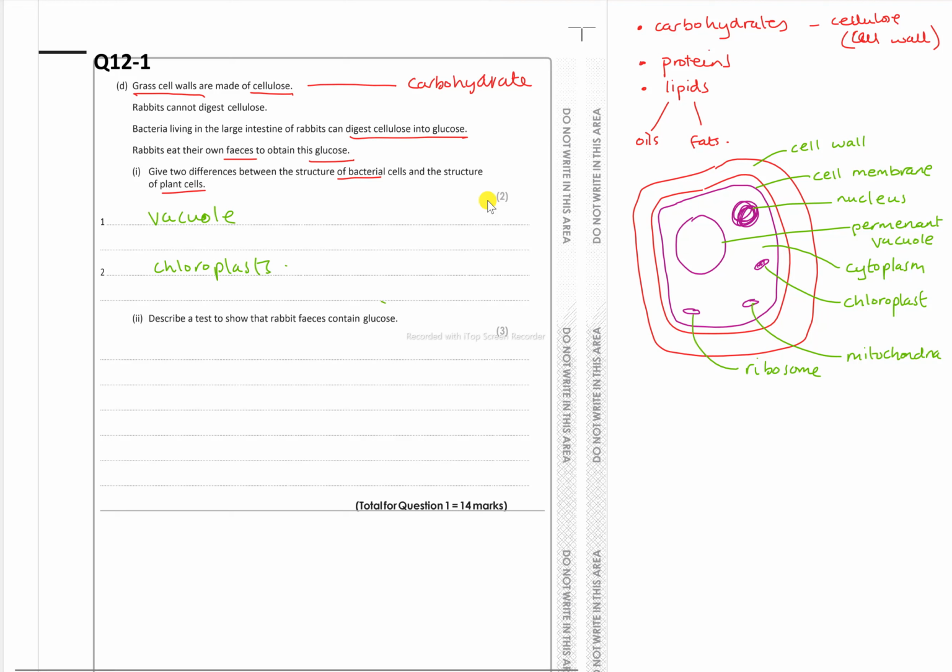Right, how do we test for glucose? So remember, we add Benedict's solution and you heat it in a water bath, and then it goes from blue to, I like to write the word brick red. It depends on how much and type of glucose or sugar you've got. Blue to brick red. Right, what else have we got?